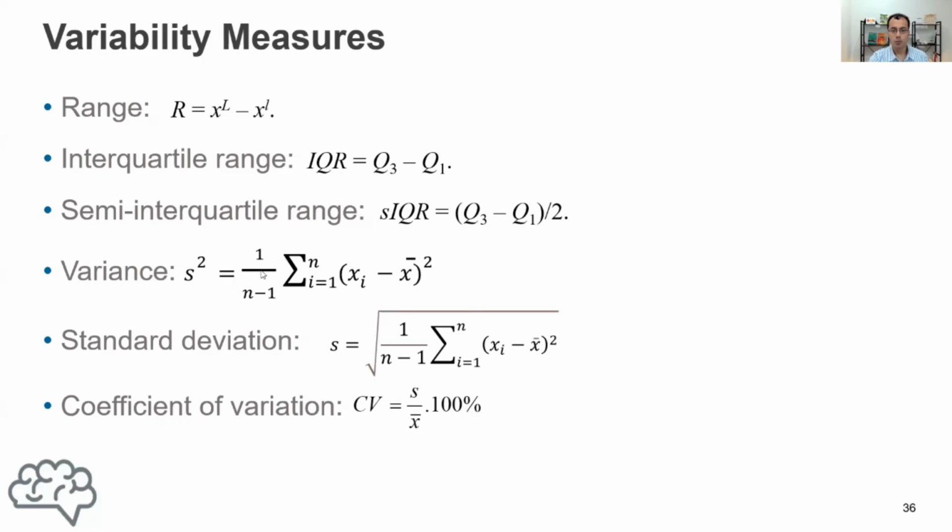The variance measures the distance between each value and the average, and this is a way of determining how spread out the distribution of values is in relation to its average. The standard deviation is the square root of the variance, and the coefficient of variation is the standard deviation divided by the average. It's usually presented in a percentage form.